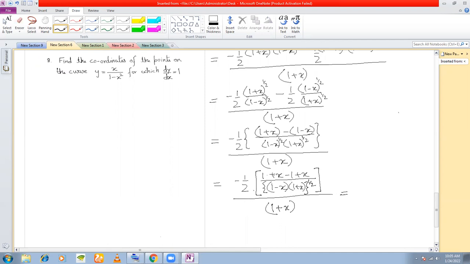So what you get here is this plus 1 and this minus 1 is going to cancel. And you're going to get minus half into 2x by 1 minus x square, because 1 plus x into 1 minus x is 1 minus x square, the power of half, divided by 1 plus x, right? So again, this will cancel. So what you are going to get here is minus x by 1 minus x square to the power of half into 1 plus x. This is the value of dy dx that you are getting.